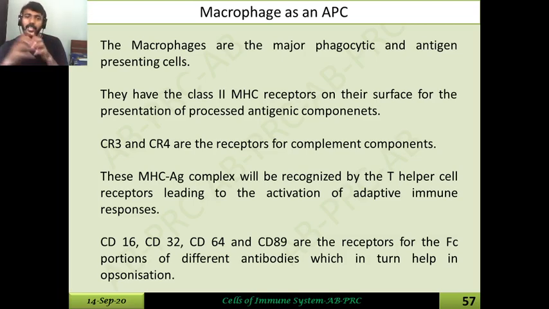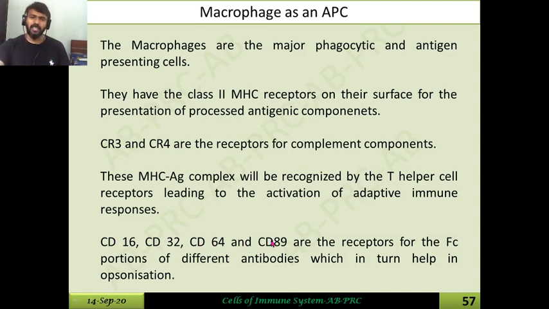Right. And only then the phagocytosis and the proceeding mechanism will follow. But then, suppose there is a connecting link between the macrophage and the target bacteria, then the process will be much faster. So here these receptors play a crucial role. That means the CR3 or CR4 are the complement receptors, and these are the Fc receptors for antibodies.